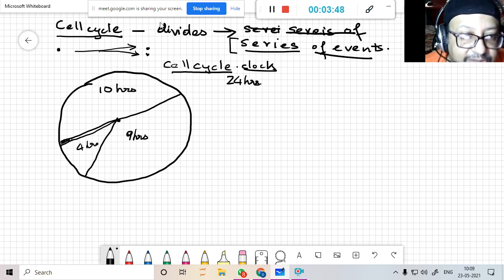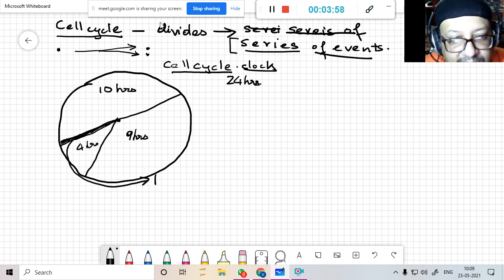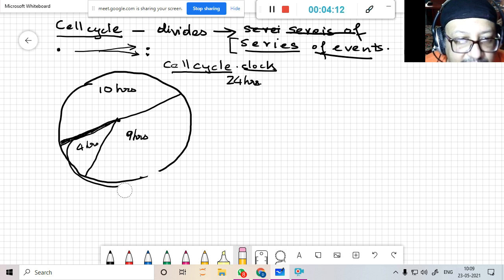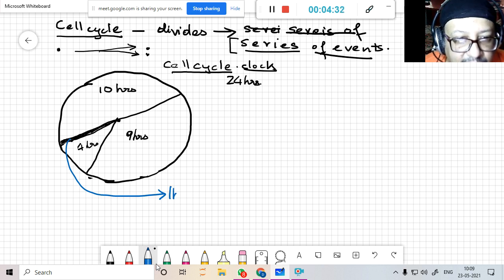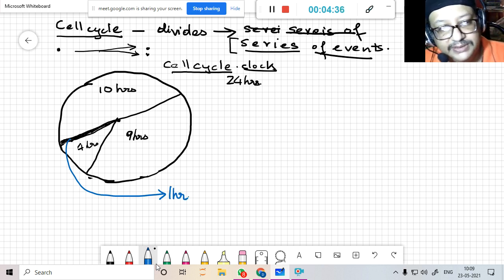And there is one region which I am shading in black over here. This is around 1 hour. This region is around 1 hour. I've drawn it very poorly. Let me clean this drawing once more. So this region is 1 hour.